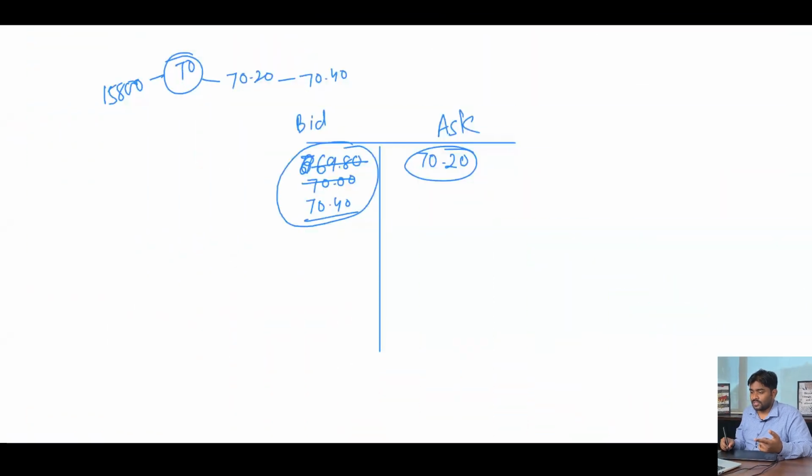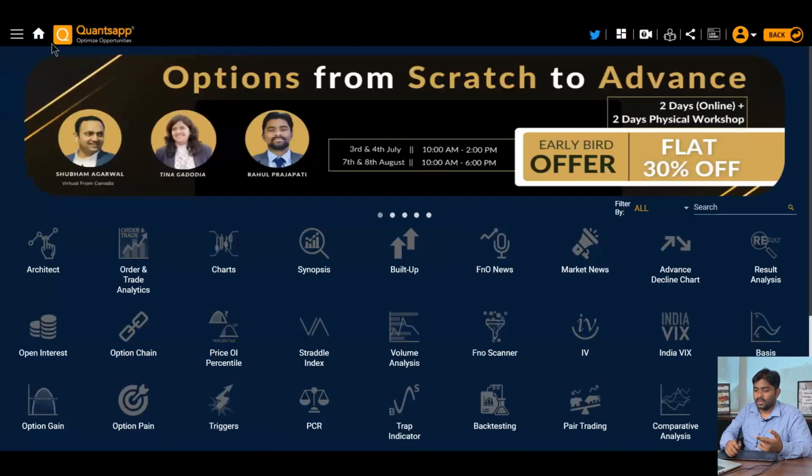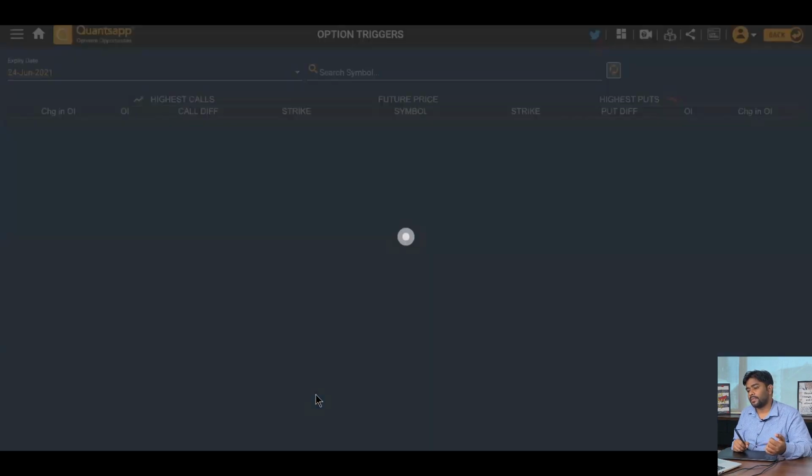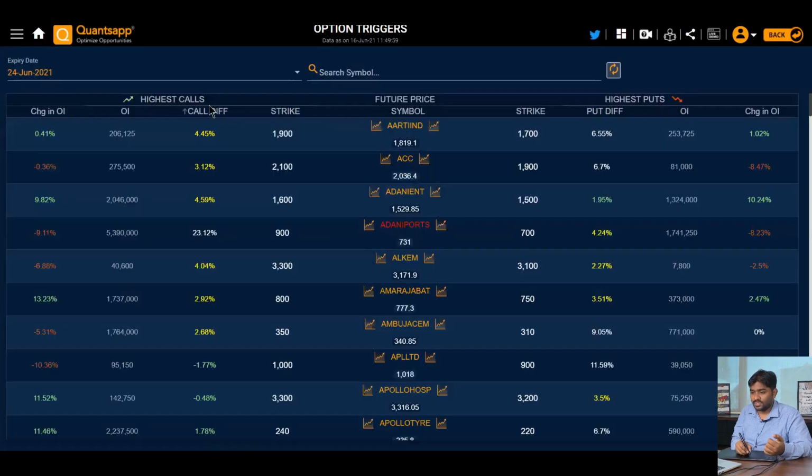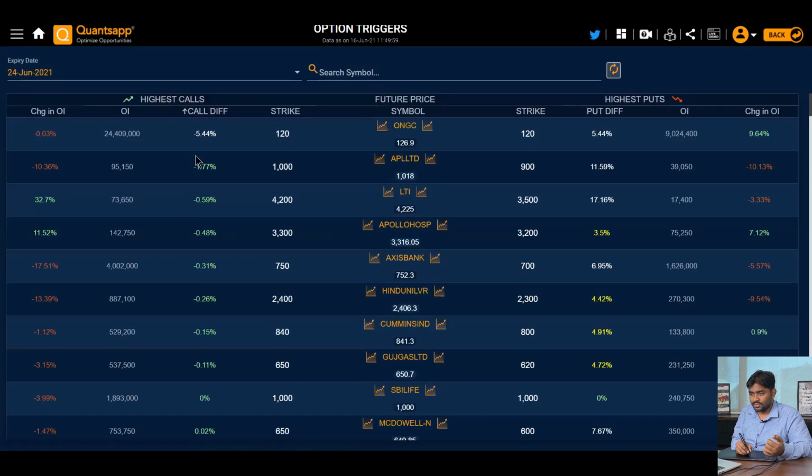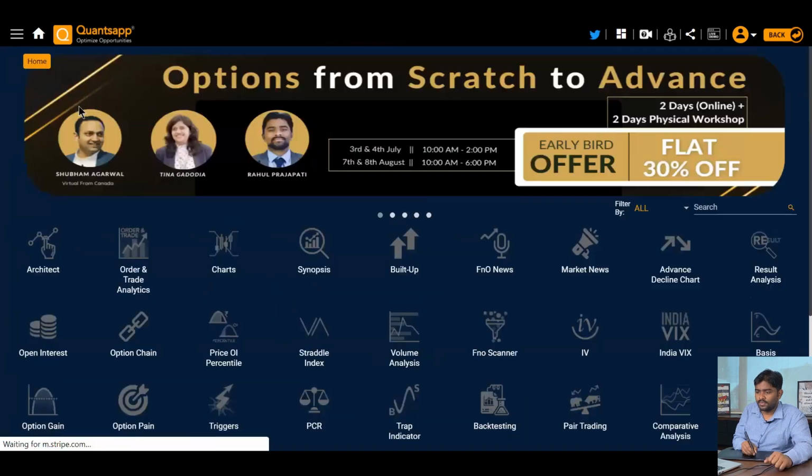Now let's see the procedure to identify a trade. As you are a pro user now, you can go to the trigger first. Try to see one stock which is trading very near to its strike price, and see that the open interest should decrease. For example, this Hindustan Unilever 2400 call option, because the stock is just trading above this. So let's go to Hindustan Unilever first. You can check.